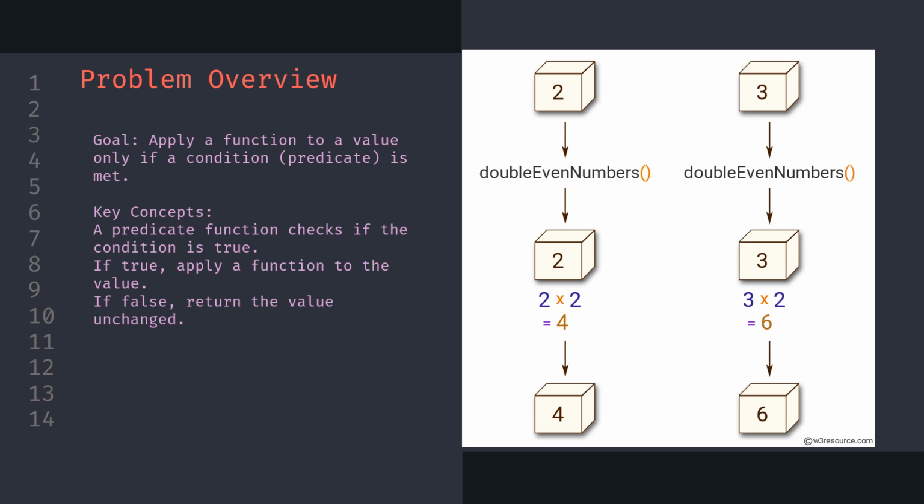The idea is simple. We check if the input satisfies a given condition. If it does, we transform it. Otherwise, we return it unchanged.